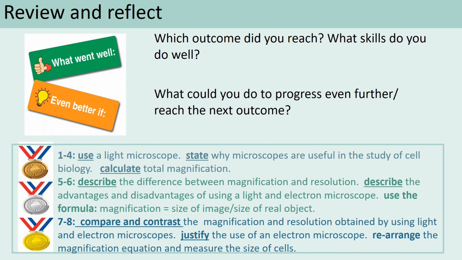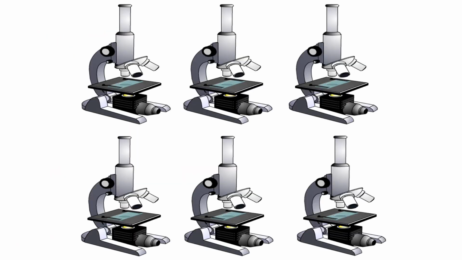So if you were able to compare and contrast, if you were able to get some really good evaluative points, then you're at that 7 to 8 grade. We didn't specifically compare, we evaluated, but if we were comparing, we'd look at similarities or differences. So they both enable us to magnify things and look at things with an increased resolving power, etc. What else could you do to go further?